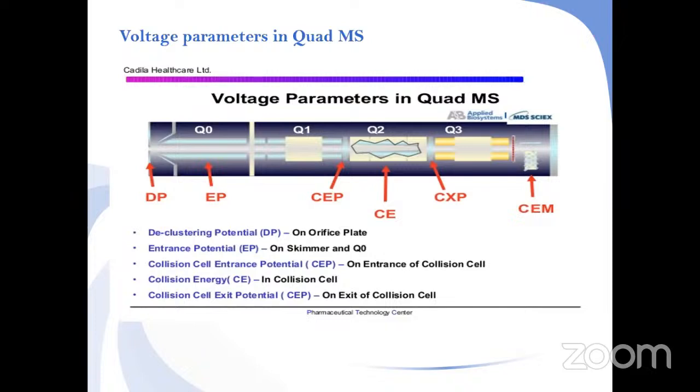CE explains the collision energy. For the collision, the amount of energy required is the collision energy, CE. Collision cell exit potential, CXP. Like CEP, we have two: one is the entrance potential, another one is the exit potential. These are some of the terminology we come across in the voltage parameters concerned with Q0, Q1, Q2, Q3.